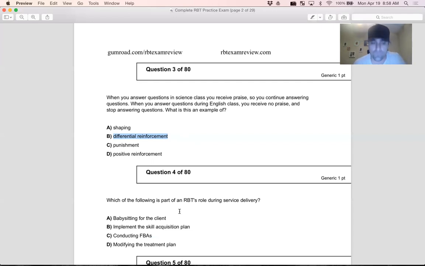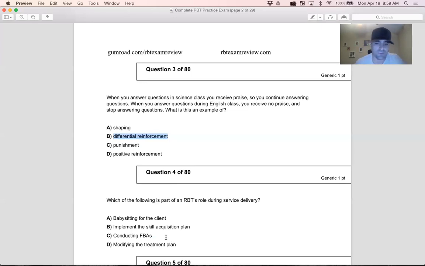Okay, so is your role babysitting? No, you're not a babysitter, right? This is a professional relationship. Okay, you do not babysit, right? You're there to work on things. Okay, and you definitely don't babysit outside of work. Okay, because then you're engaging in dual relationships and ethical violations and etc. Okay, A is out. C, conducting FBAs, and D, modifying the treatment plan.